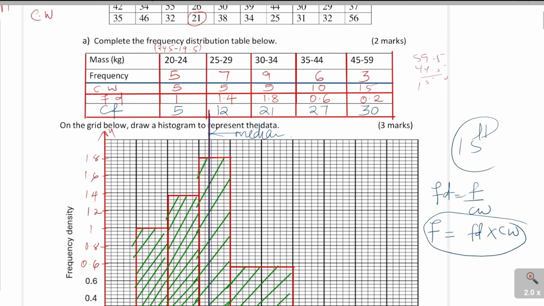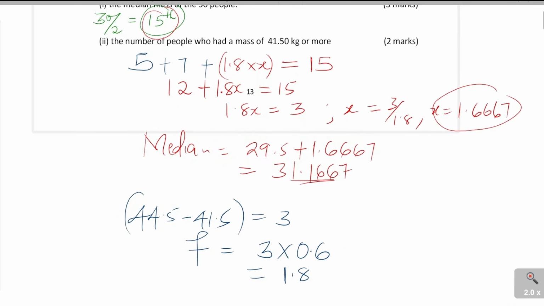Then, since we want 41.5 and above, from 45 to 59, there are 3. So you add 3. And when you add 3, you get 4.8. Because you're going to round this one downwards, not 4.8 people, this will be 4 people. That is how you're supposed to solve that question.